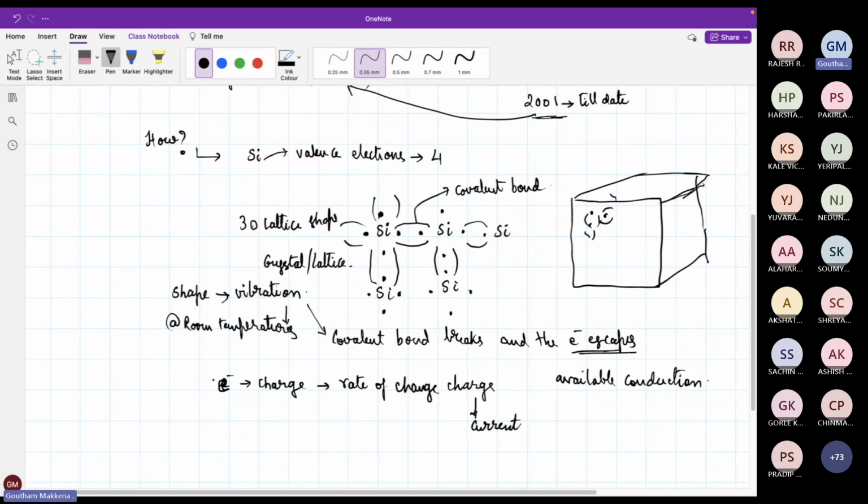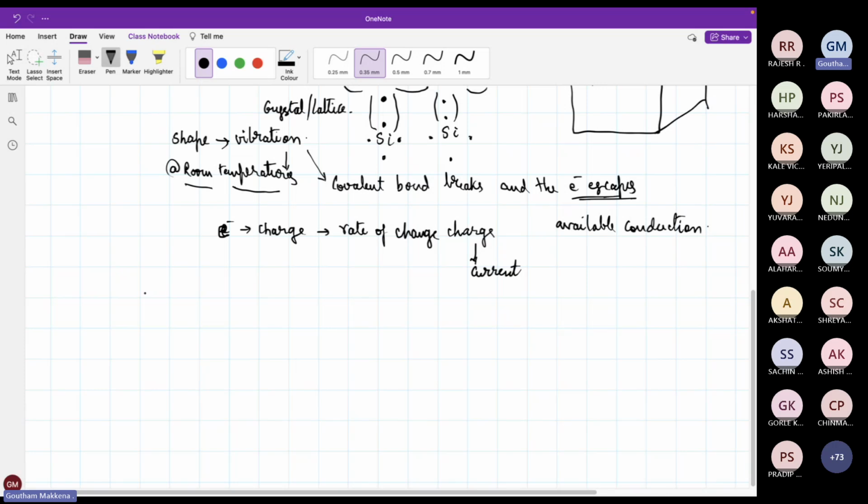So this silicon that loses the electron is immobile. This silicon atom itself is not moving, but what is moving in the lattice? The electron that has escaped the covalent bond, because at room temperature, this temperature causes some vibrations in the crystal, and this electron is free to move. Why am I worried about the free electron? Electron carries a small amount of charge, minus 1.6 into 10 power minus 19 coulombs. All of us know that. And rate of change of charge is nothing but current. So that is why I am worried about the free electron.